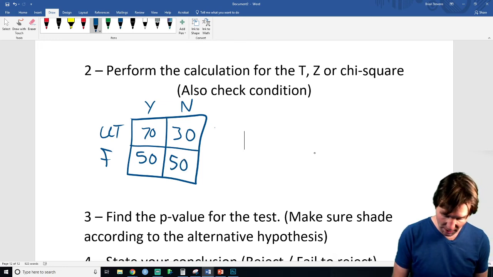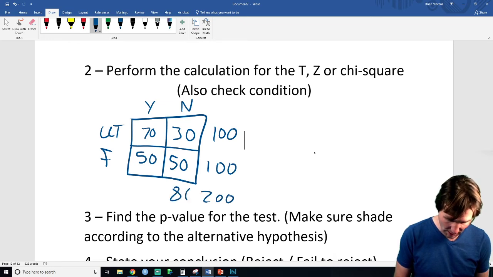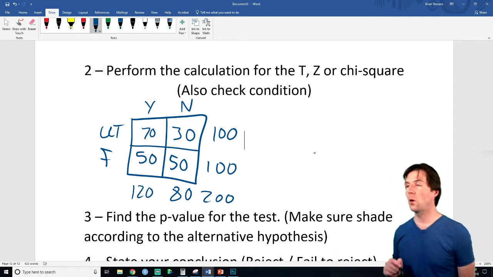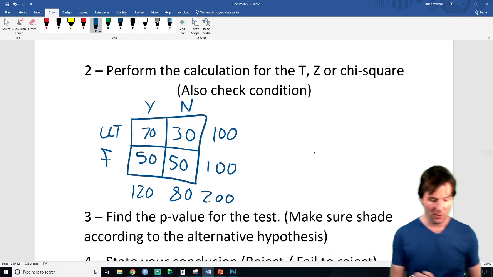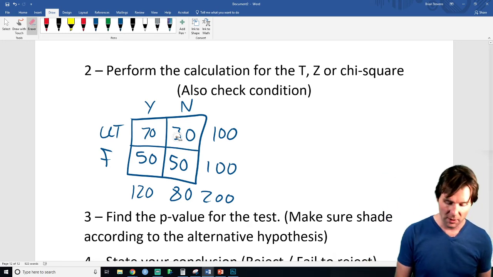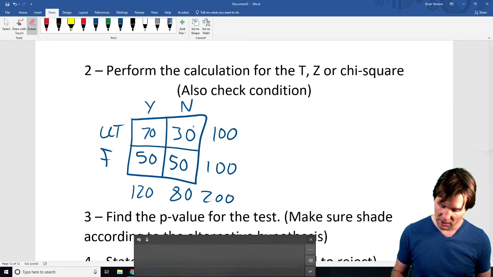This one is more complicated. It's going to be a lot of fun. There's the 100 UT students, 100. Here's the 200 total. Here's 80, and here is 120. So there are all the numbers we get on the test usually, and if you notice, sometimes we leave out one of these. Here is a count missing.